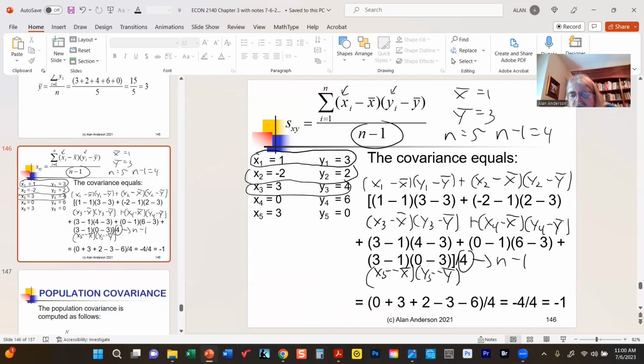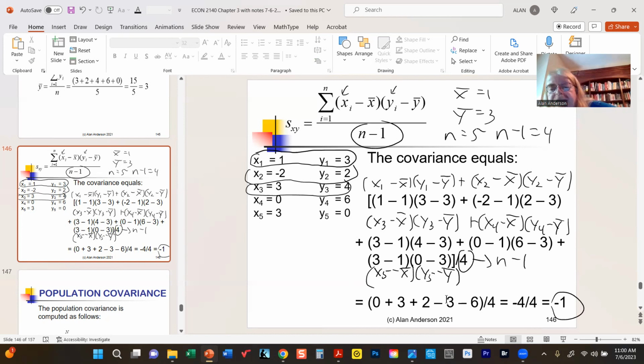Anyway, if you work out the numbers, do the calculations, you'll see that ultimately you end up with -4 divided by 4, which gives us a final result of -1. So you can see there's a lot of opportunities there to make mistakes. So we have to be extra careful with something like this.